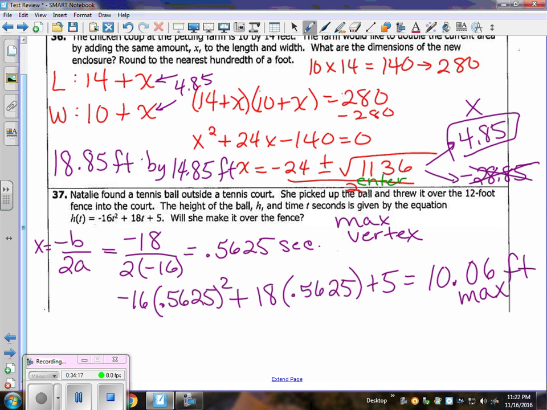And that fence is 12 feet. So no, she will not make it over. So that's a big no.